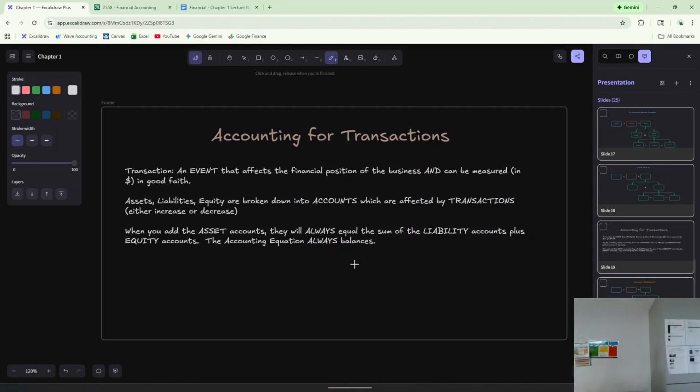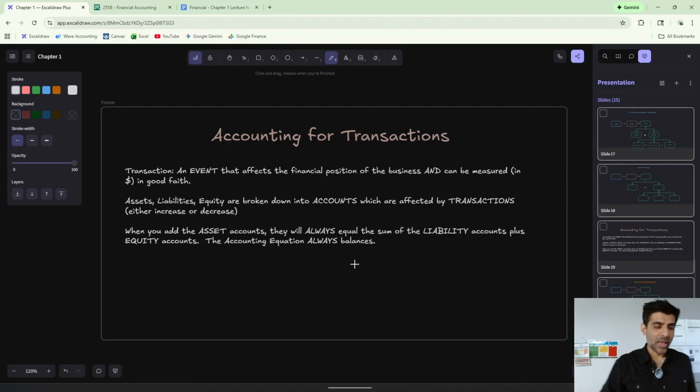I claimed that assets equals liabilities plus equity. This balance, this symmetry is going to exist at every moment in time for a business. After every single transaction, after every single economic event that takes place in the business, this symmetry will always hold. So we can use this framework to account for transactions. That's what we're going to be doing. That's like the whole rest of the class.